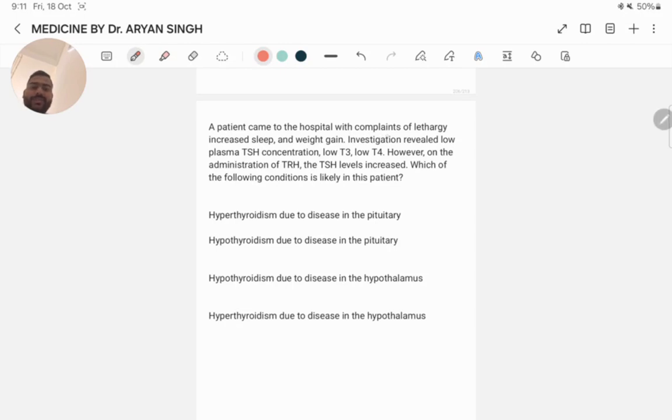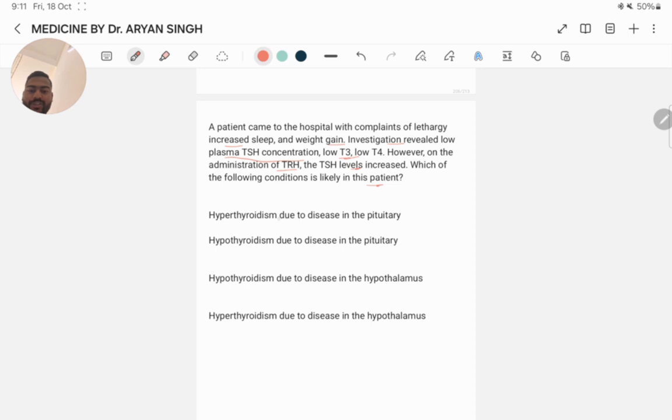A patient comes to the hospital with complaints of lethargy, increased sleep, and weight gain. Investigation revealed low plasma TSH concentration, low T3 and T4. However, on administration of TRH, the TSH level increases. Which of the following conditions is likely in the patient?